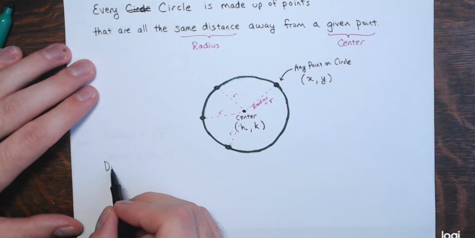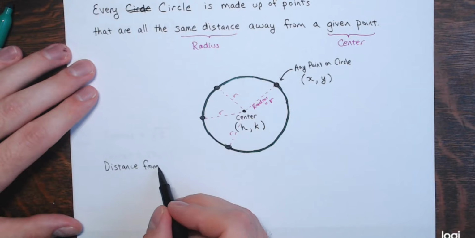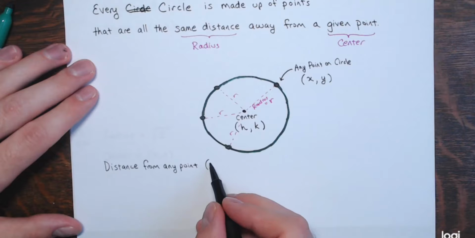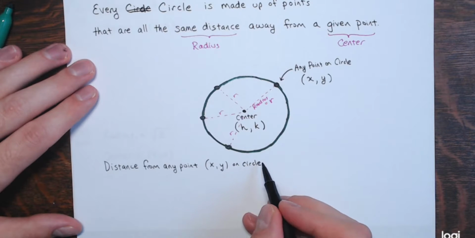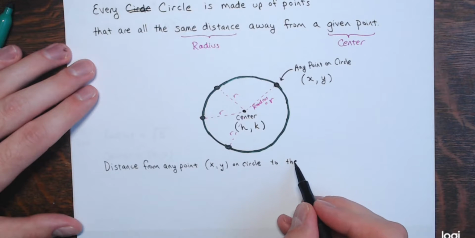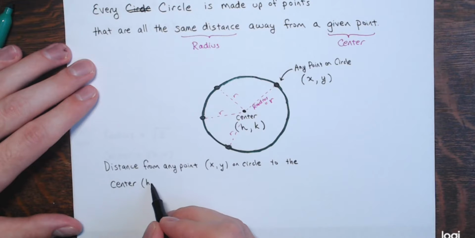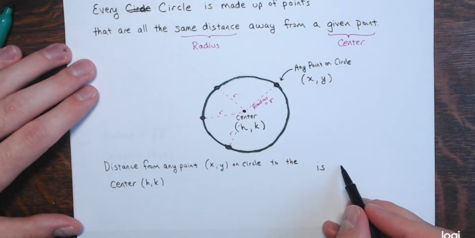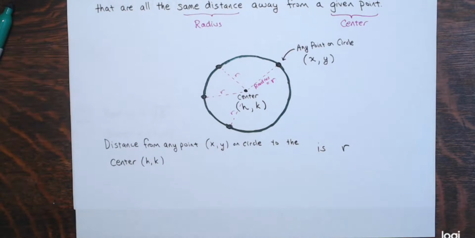The distance from any point x comma y on the circle to the center h comma k is the radius r. Notice I put "is" here. This is going to be an equal sign, an equation coming from this.